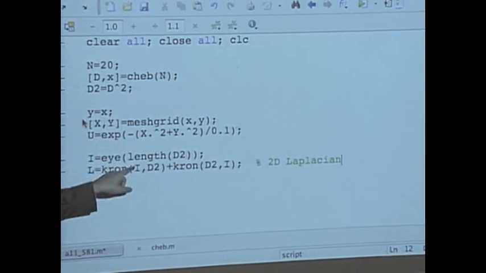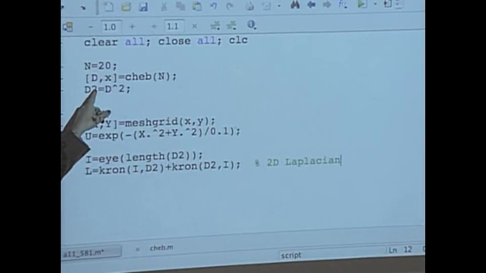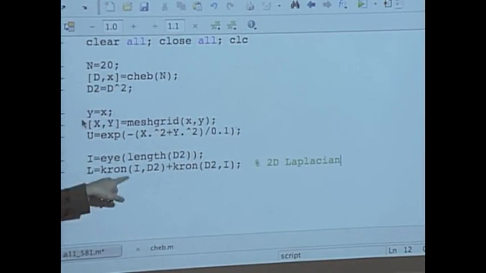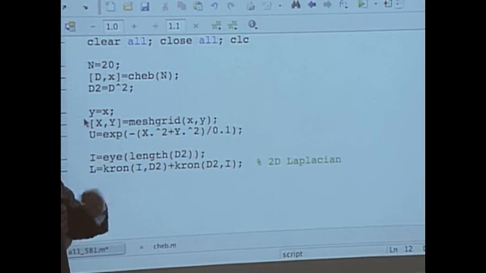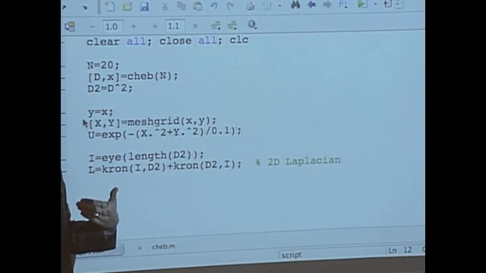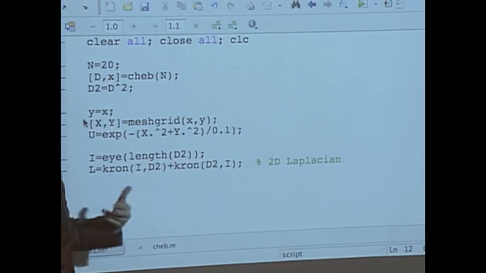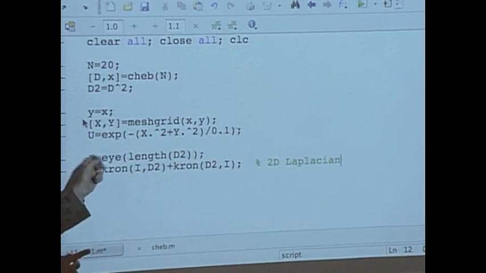Length of D2 is, I have to make this I the same size as this. Length, yeah, size and length. But size gives you two numbers, right? Length gives you one number, 20. Size gives you 20, 20. I want one number out of here to get this to be a 20.